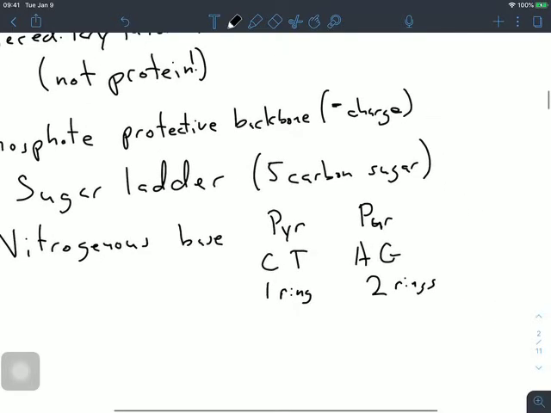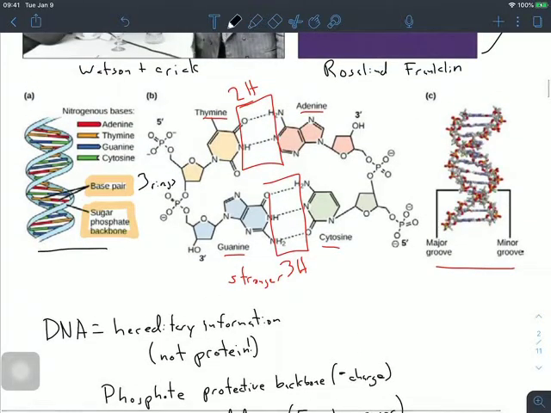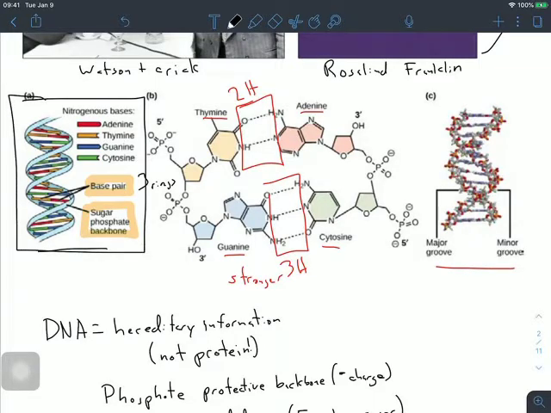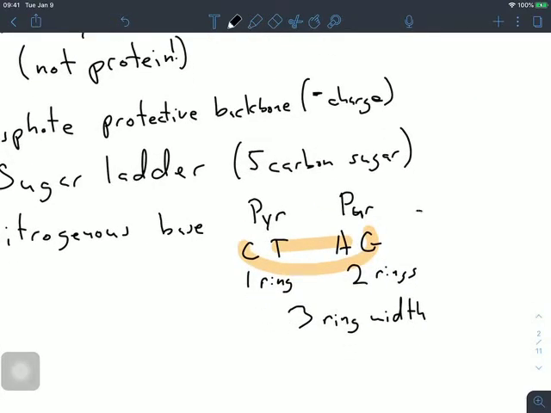And you are always going to pair a pyrimidine with a purine, adenine with thymine, and guanine with cytosine to get a 3-ring width to your DNA molecule, leaving you with a structure that looks double helixed overall and has different amounts of hydrogen bonds, with GC having 3 of them and AT having 2 of them.